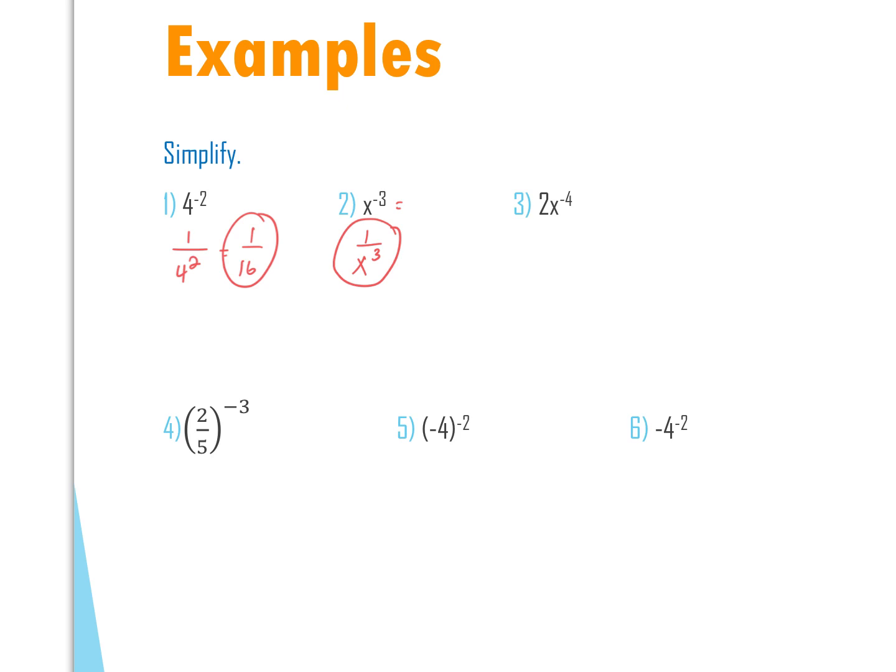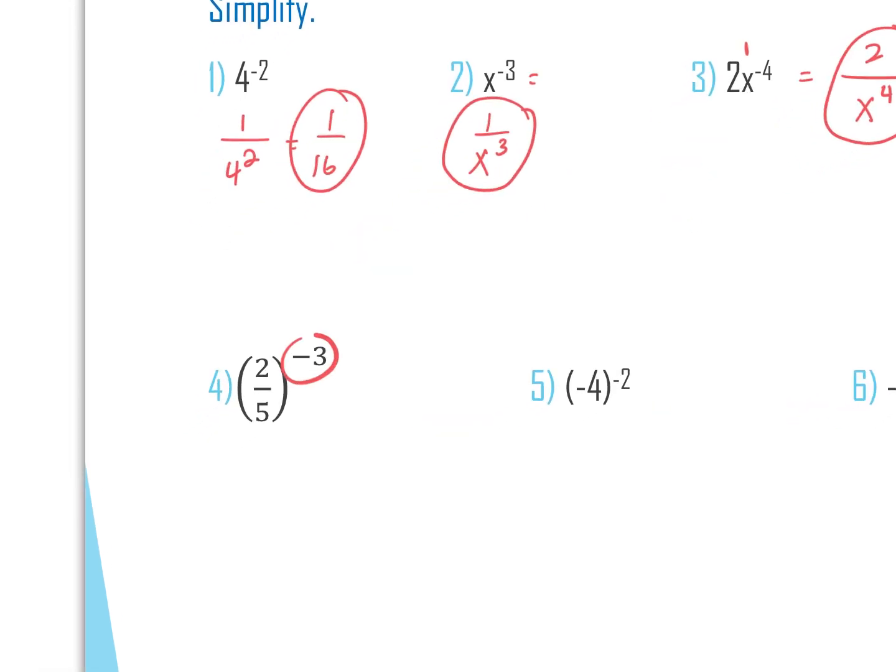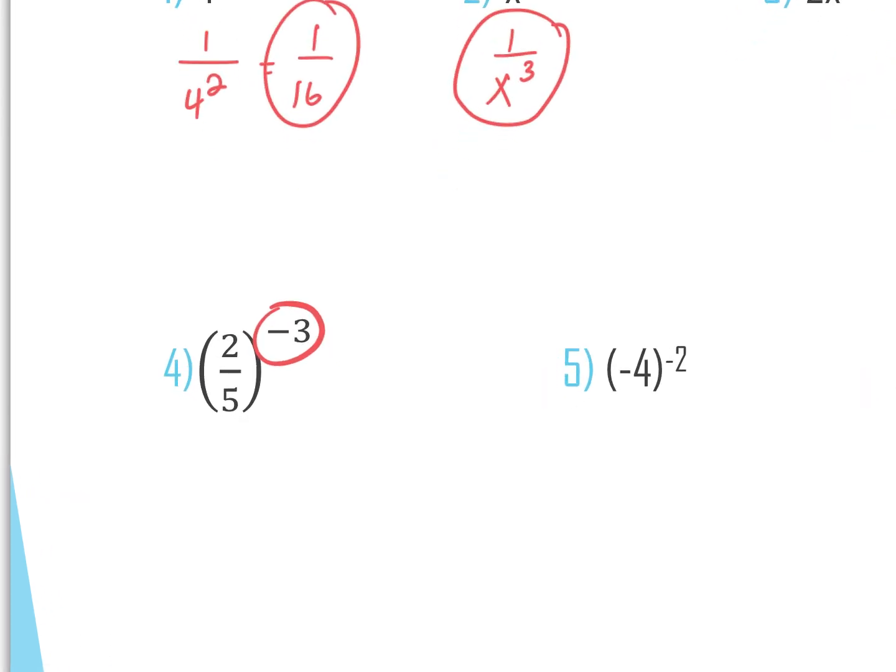In this one, notice that I have 2x to the negative 4. Well, the 2 is raised to the first power, so guess what? The 2 is going to stay in the numerator spot, and the x to the negative 4 is going to move down and become 2 over x to the 4th power. Now we come to a fraction raised to a negative 3 power, and you have some options here. I'll tell you my favorite method, and then we'll go over the different ways.